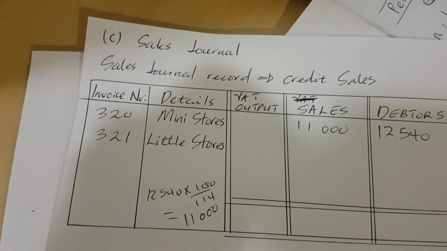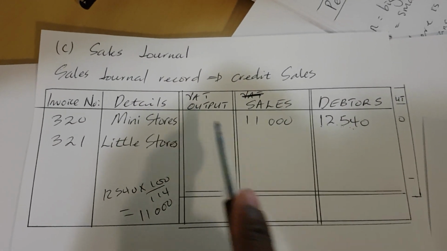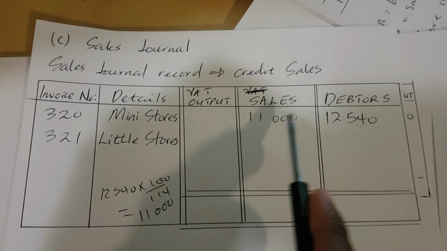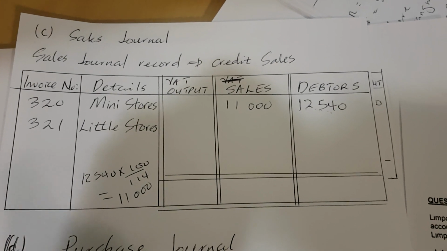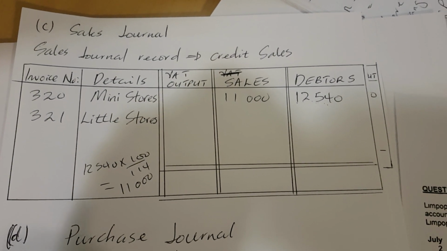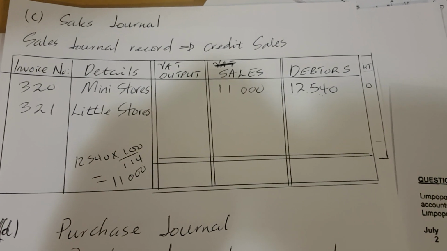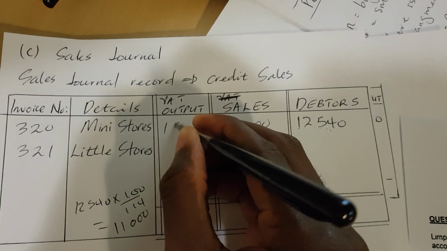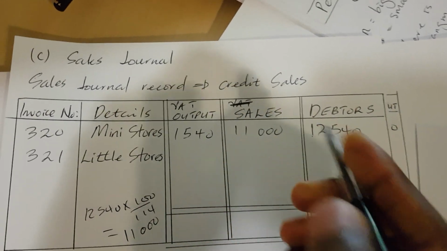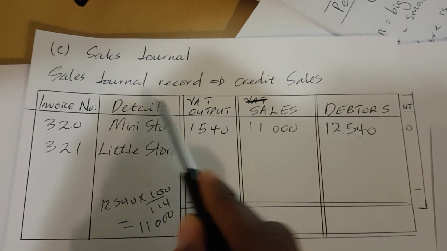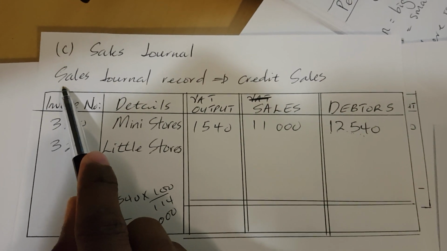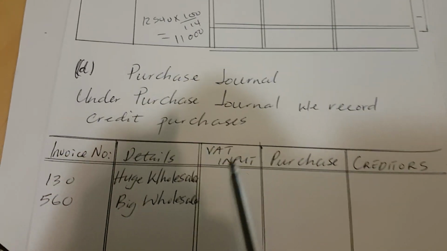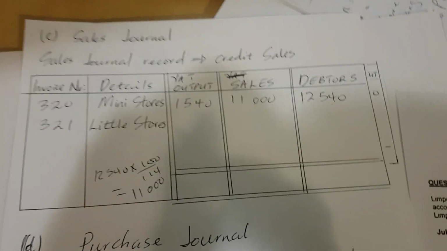Okay, now how much is going to be our VAT? So we're going to say 12,540 subtract 11,000. So how much are we going to get? We're going to get 1,540. So our VAT output will be 1,540. So remember, VAT output is on sales, okay? And then on purchases we have VAT input. Always remember this, okay?